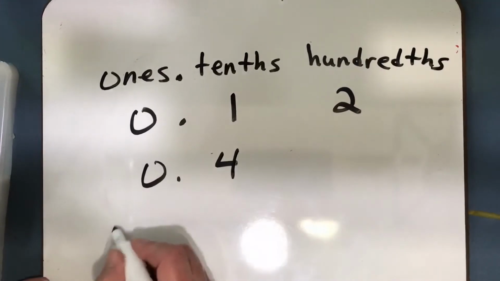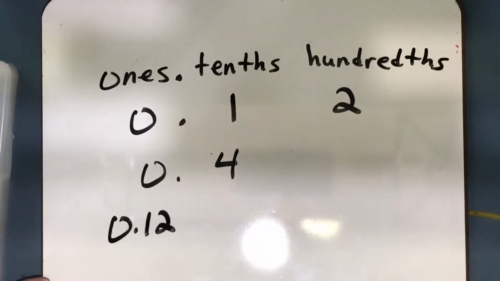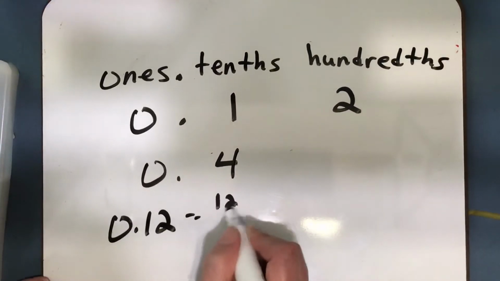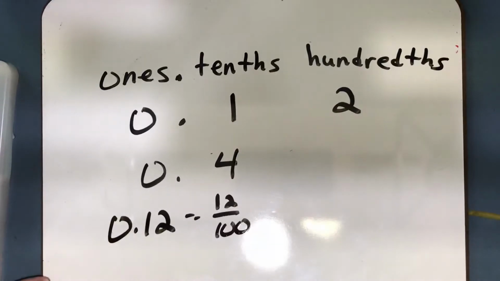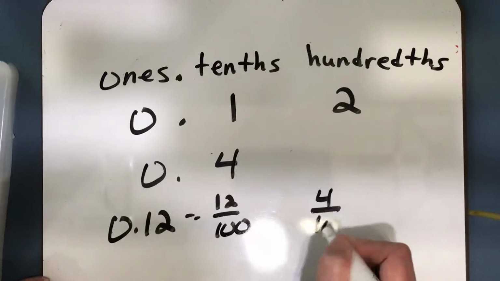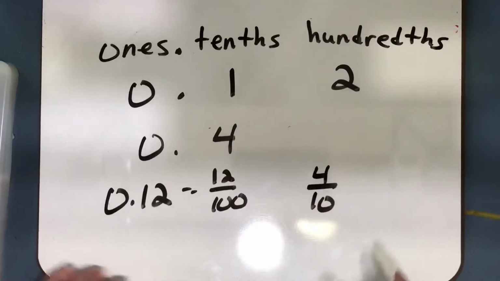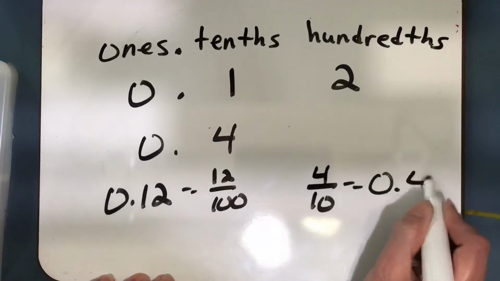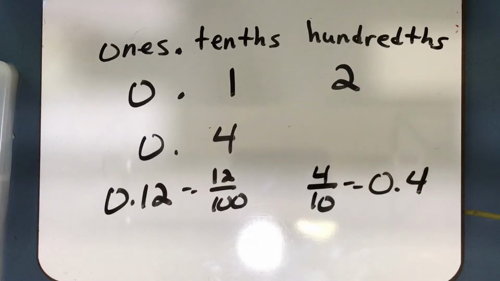Okay, let's look at 12 hundredths again. I can write it as a decimal, and I can write it as a fraction. Both of those say 12 hundredths. This is 4 tenths. I can also write it as a fraction, 4 tenths. It's the same thing as this. I read them both as 4 tenths.